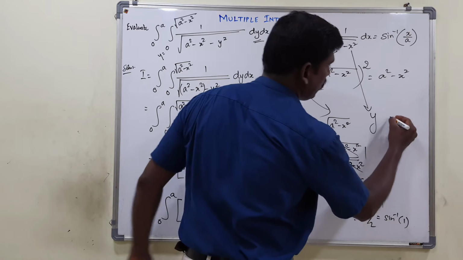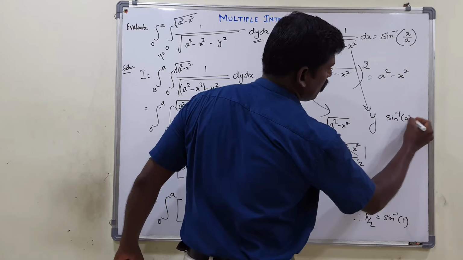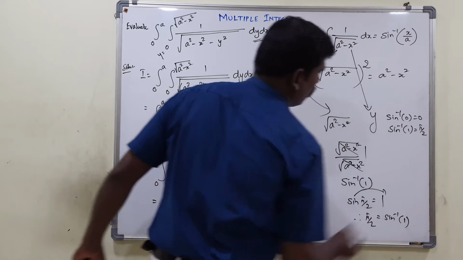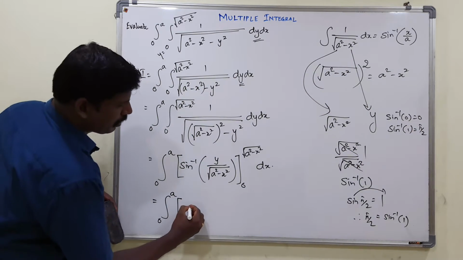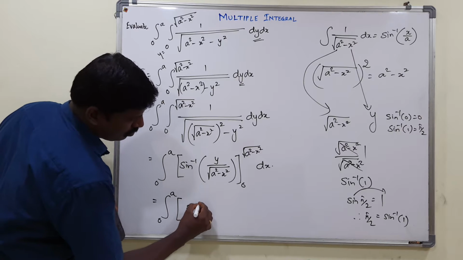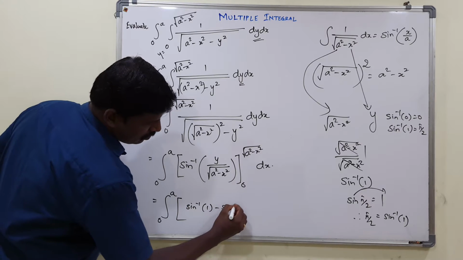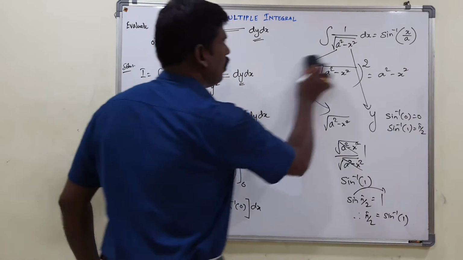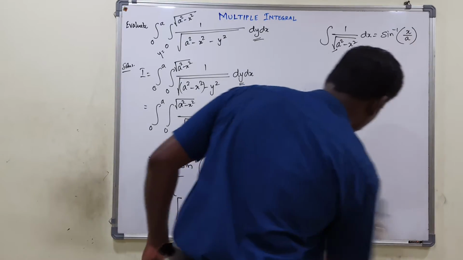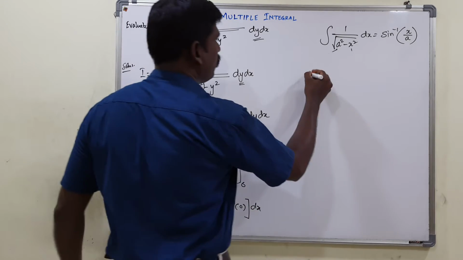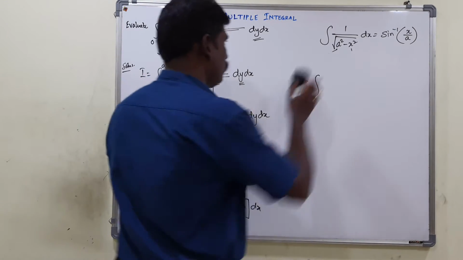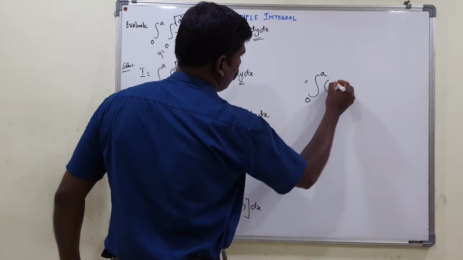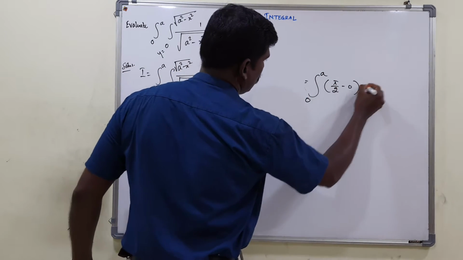Same like that, sine inverse of 0 is 0, and sine inverse of 1 is pi by 2. So here it becomes sine inverse of 1 minus sine inverse of 0, into dx. That's all. Now, what is sine inverse of 1? Pi by 2. So that is equal to integral 0 to a, pi by 2 minus 0, into dx.